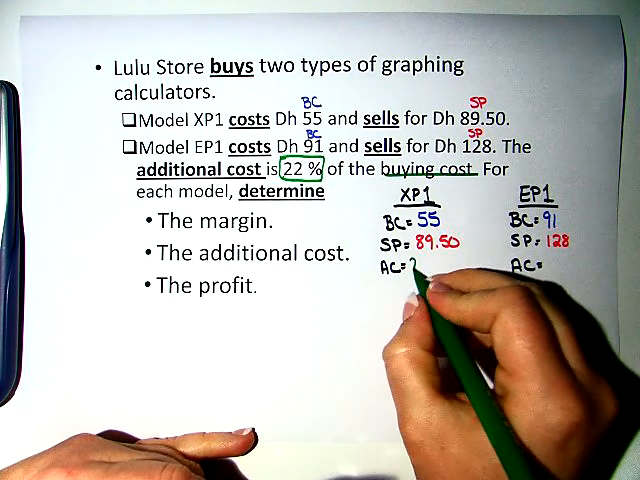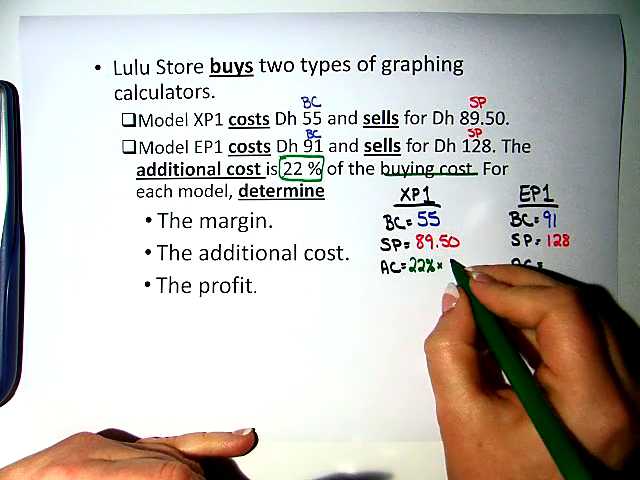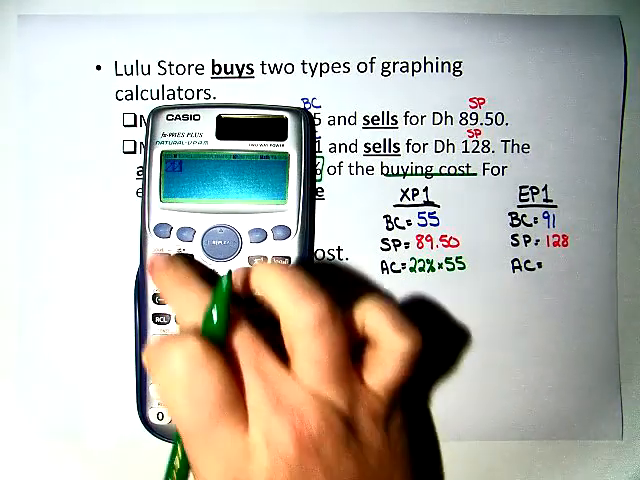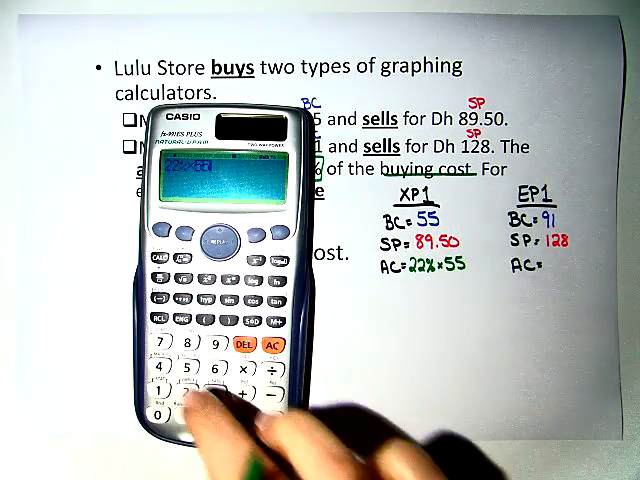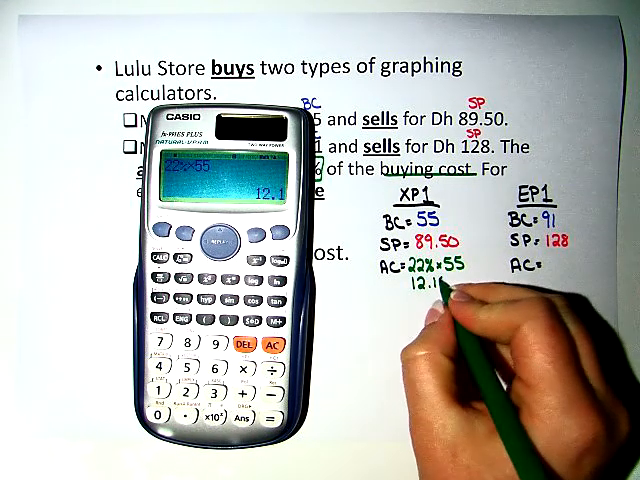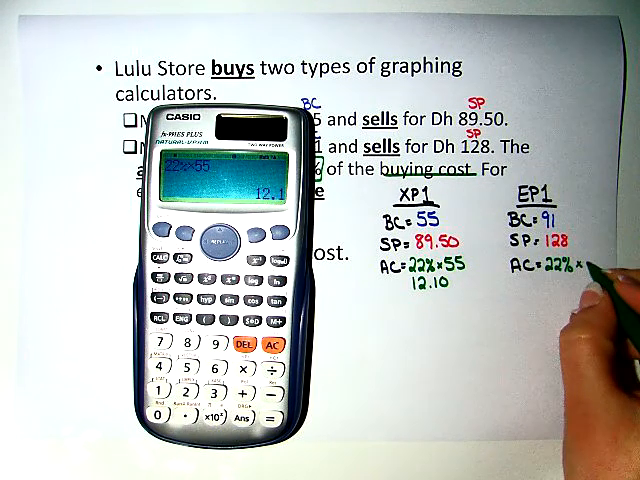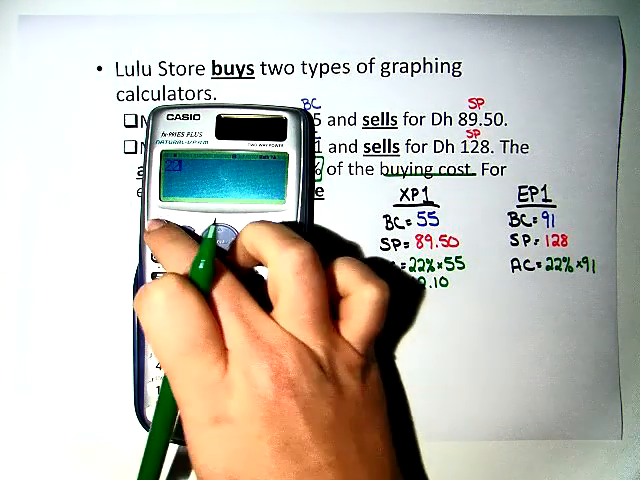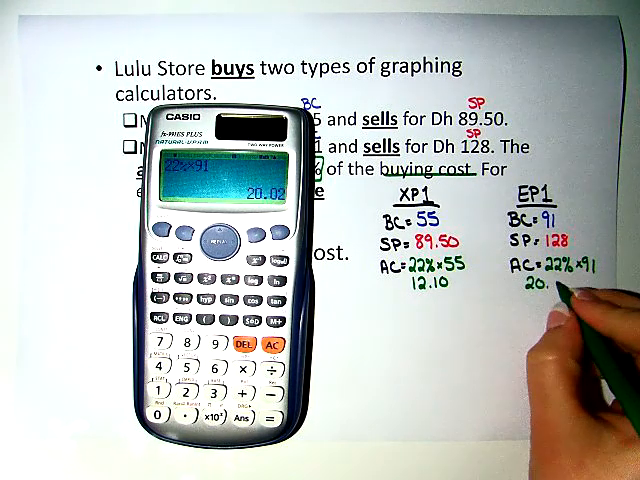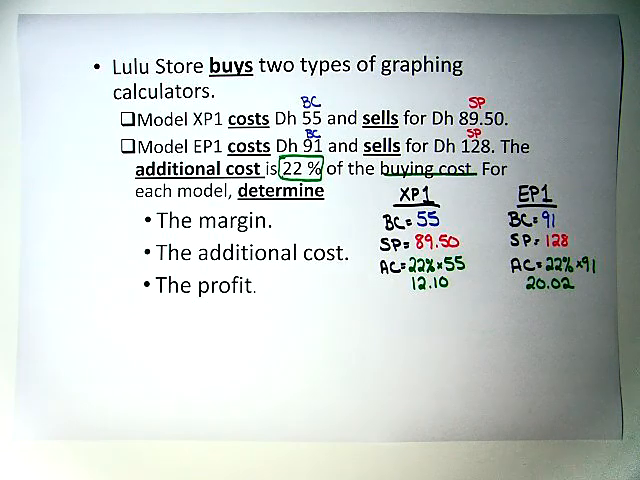So to do additional cost, we have to do 22% times, and in this case, 55. Okay, so let's put this in our calculator. 22% times 55 is, hit our SD, 12.10. Okay, and this one, we're going to do 22%, but this time it'll be of 91. So 22% times 91 gives us 20.02.